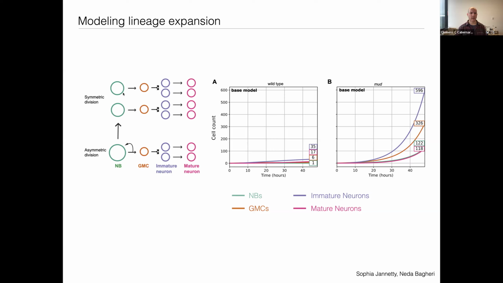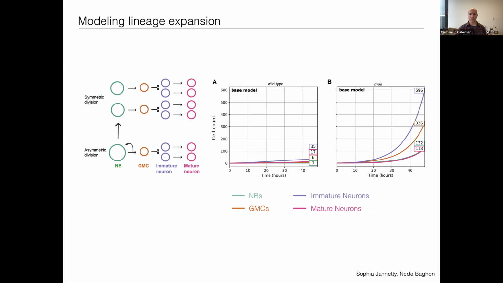And then we build in symmetric divisions, which essentially double or should double all these different cell types. And so using all the measurements we have obtained from our wild type live cell imaging data, when we build a base model, we actually see that there should be a dramatic accumulation of both neural stem cells, GMCs, immature and mature neurons. So there's some mismatch between the model and what we actually see in vivo, suggesting that there's some type of regulation we haven't considered yet.